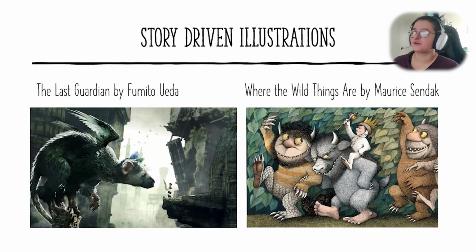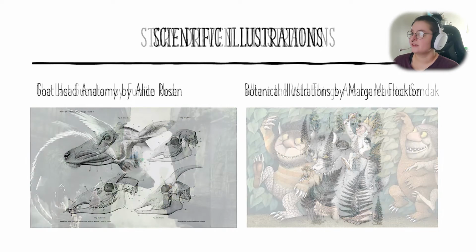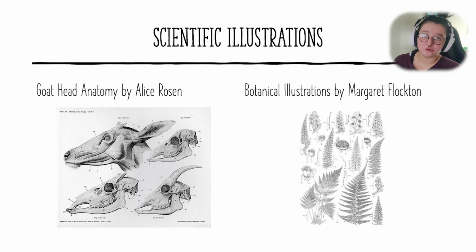So these are story-driven illustrations. For example, there is The Last Guardian by Fumito Ueda, which is on the left-hand side. It is an illustration from a game. And on the right side, there is Where the Wild Things Are by Maurice Sendak, a really popular children's book. And then there are scientific illustrations. For example, on the left side, Goat Head Anatomy by Alice Rosen, and on the right side, Botanical Illustrations by Margaret Flockton.